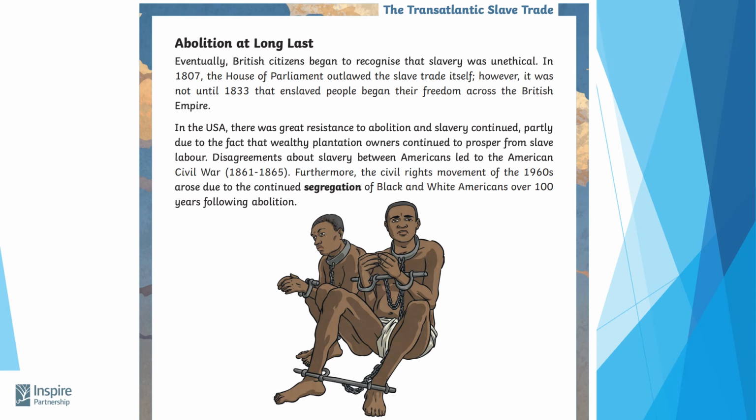Disagreements about slavery between Americans led to the American Civil War in 1861 to 1865. Furthermore, the civil rights movement of the 1960s arose due to the continued segregation of black and white Americans over the 100 years following abolition.